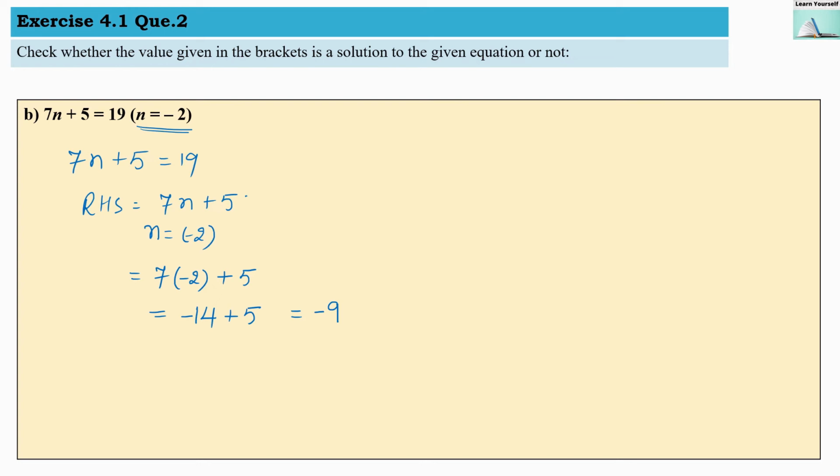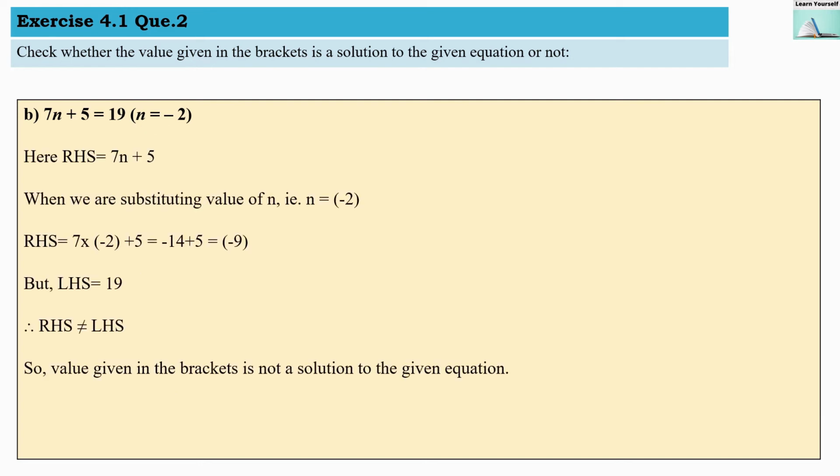So RHS value is minus 9, whereas our LHS is equals to 19. So RHS is not equals to LHS. So for this equation, when we are taking n as minus 2, this equation doesn't hold true, and this is not the correct solution for this equation. This is how we are going to write in the notebook.